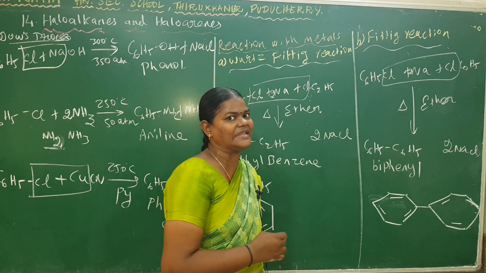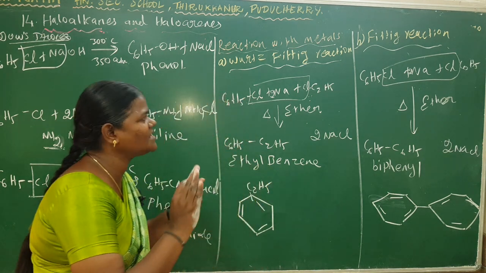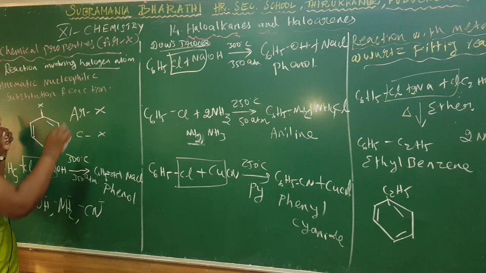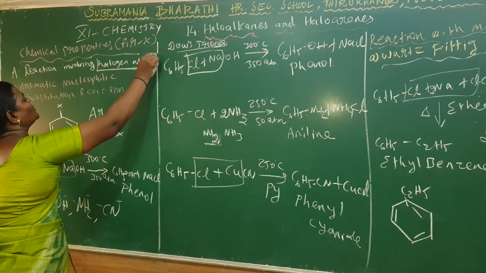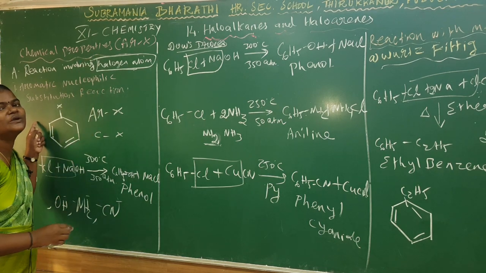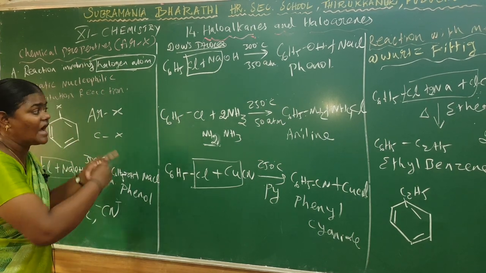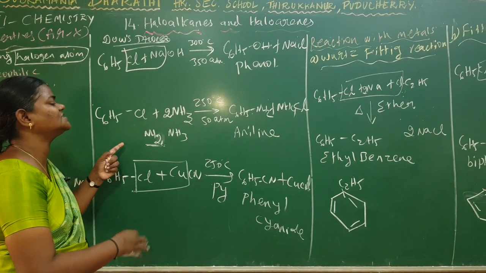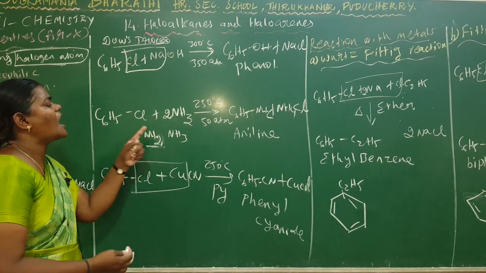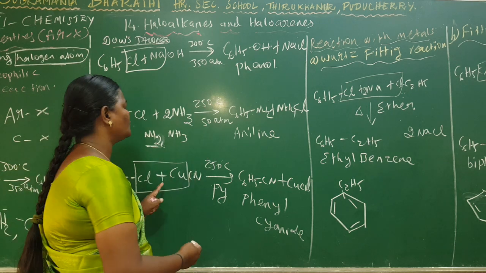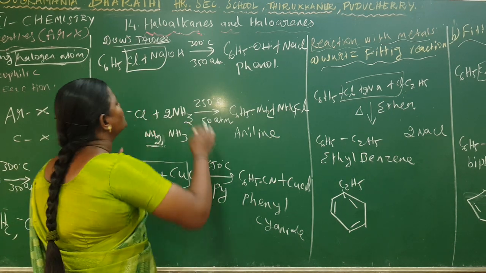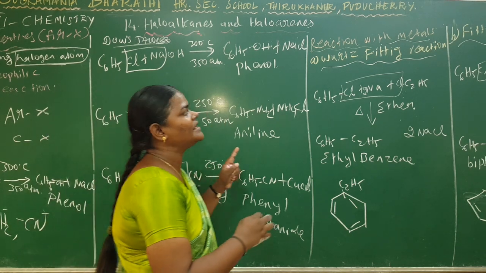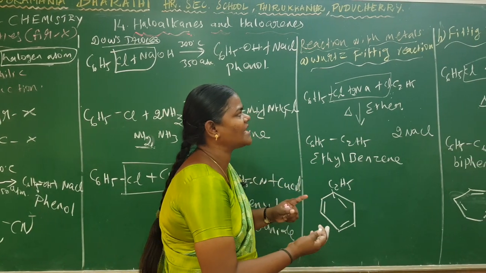Very important reactions. What is the main point here? Haloarenes react through the halogen atom. Among the reactions of the halogen atom, we saw nucleophilic substitution, where we added many nucleophiles. Depending on the temperature, the product varies: ammonia forms aniline, cuprous cyanide forms phenyl cyanide, and sodium hydroxide gives the phenol compound. Then there are the Fittig and Wurtz-Fittig reactions.